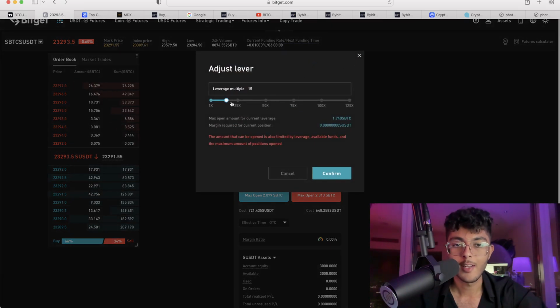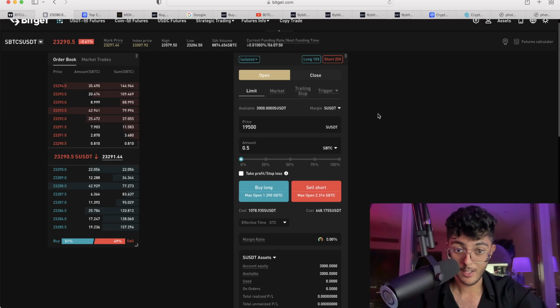So up here, I can select my leverage between 1x all the way up to 125. Why they offer 125 is beyond me, because I don't think anybody is ever going to be going above 25 if they're a serious trader. And even 25 is very, very high. But I'm just going to go for a nice, simple 10x leverage and take a look at this right here.